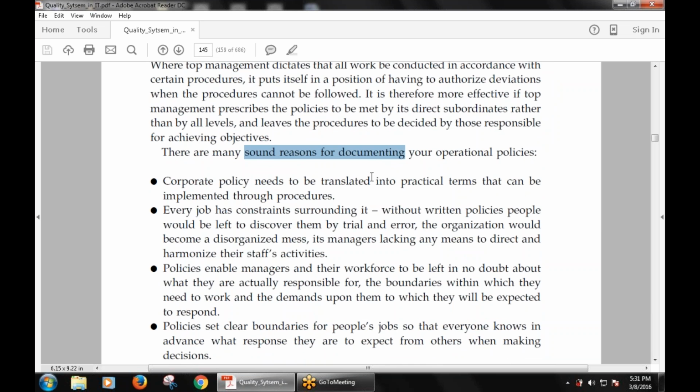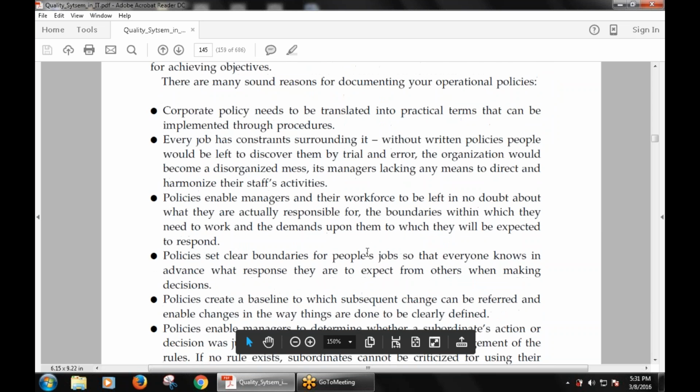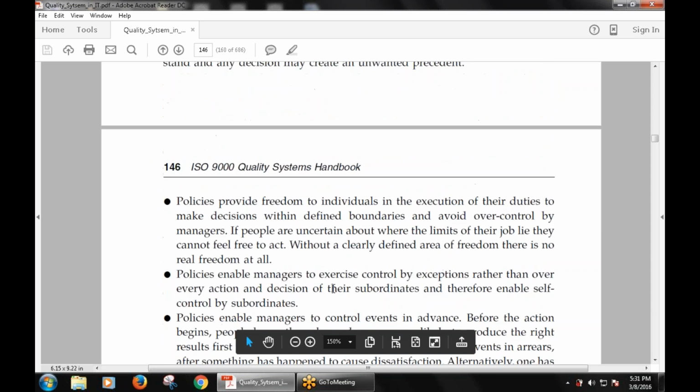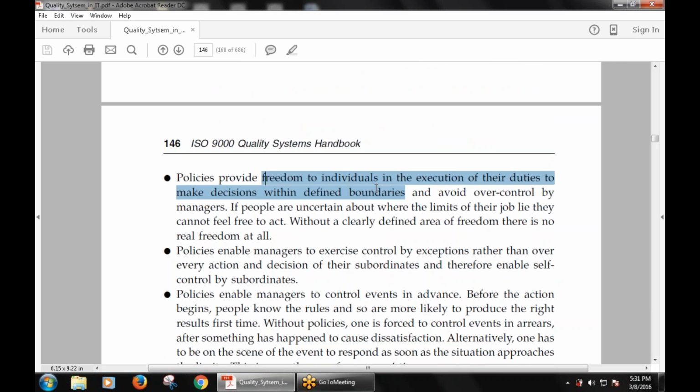Now, what are the various reasons for documenting your operational policies? First, corporate policies need to be put in practical terms and implemented through procedures, setting the boundaries and enabling managers to control events in advance. So these are the reasons why there is freedom for the individual in the execution of their duties to make decisions within the defined boundaries and avoid over-control by the manager. That is, what controls and policies are defined by the manager.